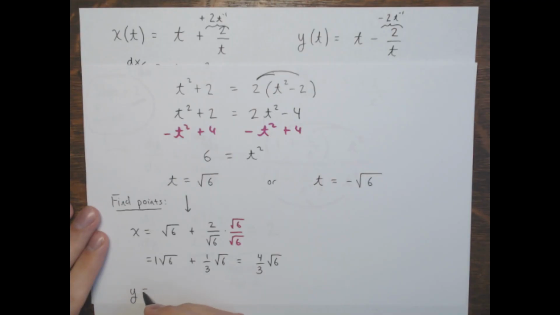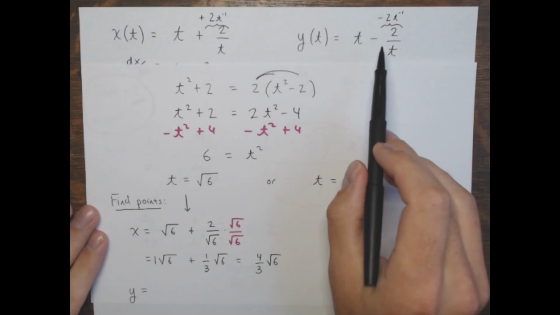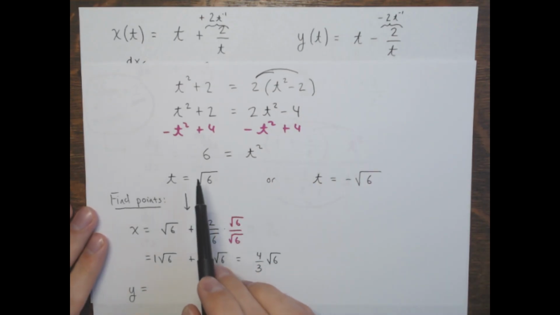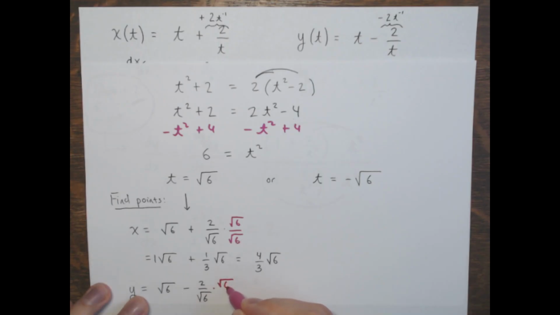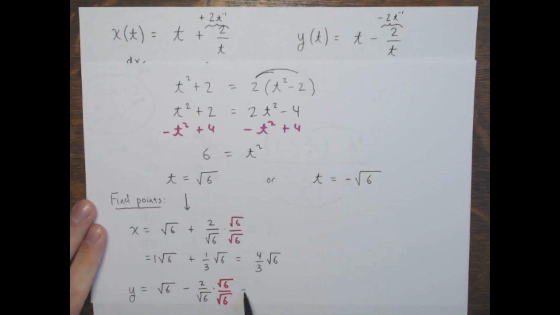And then the y coordinate in a similar fashion, right? Y is given by this equation. When t equals the square root of 6, that would be the square root of 6 minus 2 divided by the square root of 6, which would be very similar to the previous one, right? I would multiply this fraction here by square root of 6 over square root of 6. And we'd have 1 square root of 6 minus 1/3 square root of 6, and 1 minus 1/3 is 2/3, right? So 2/3 times the square root of 6.